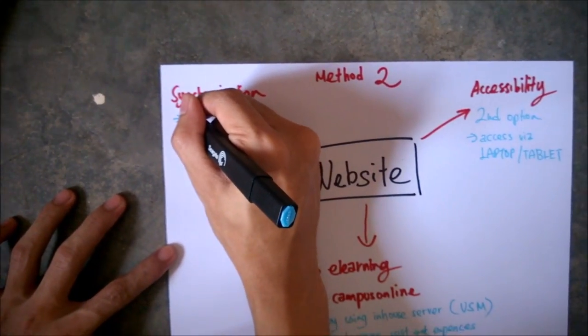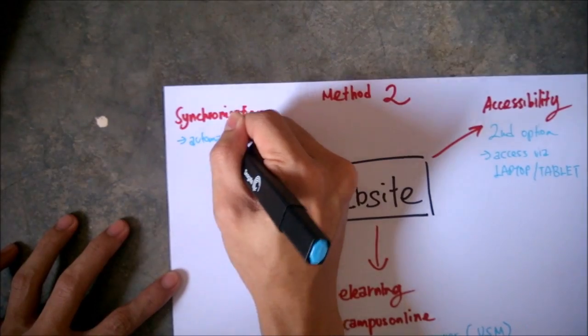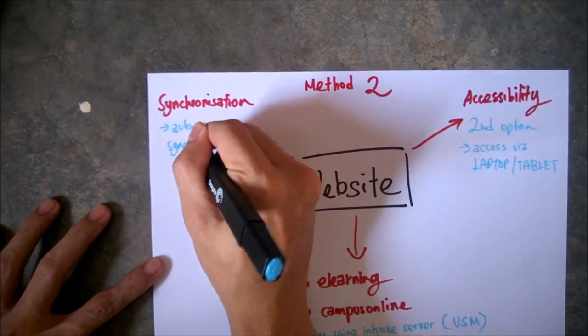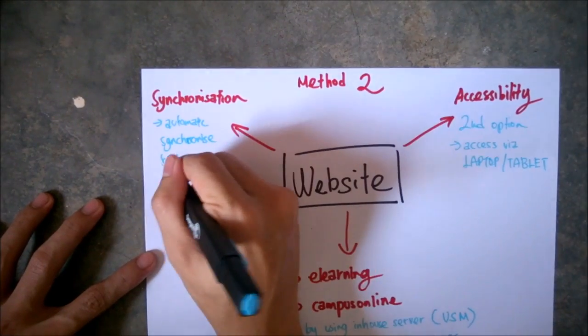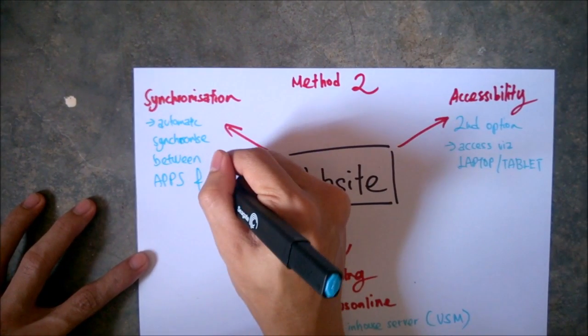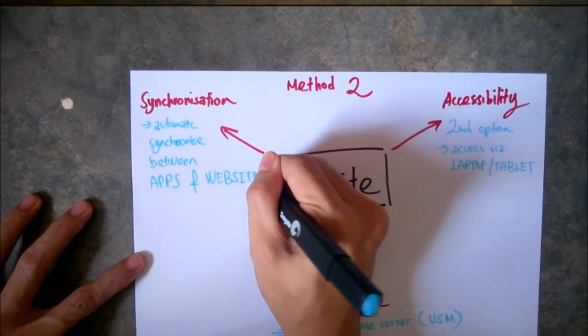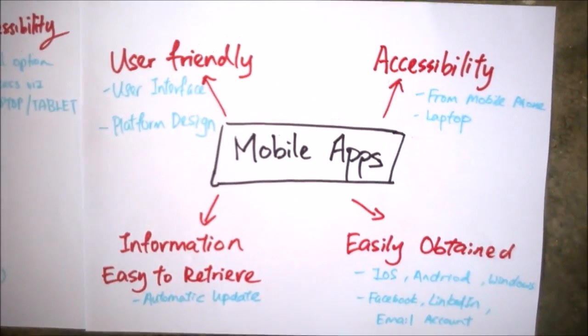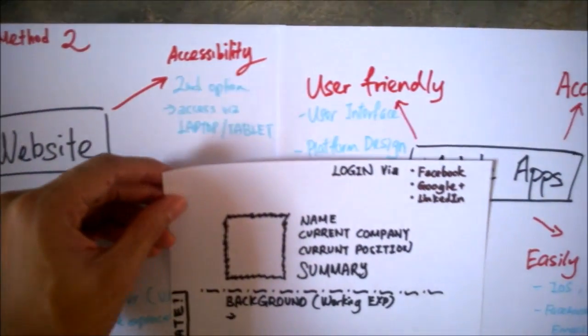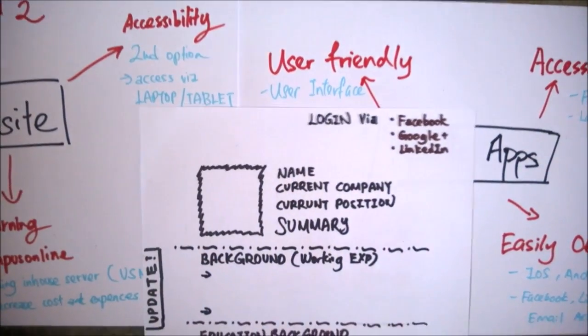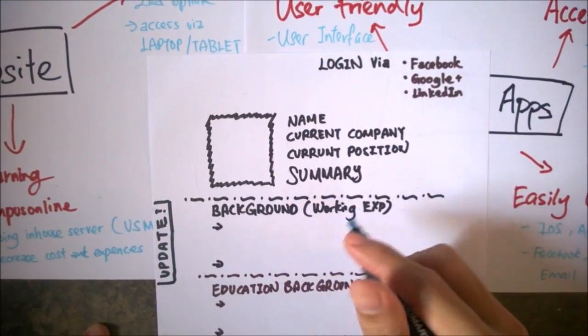The third one is synchronization, which automatically synchronizes the data between e-learning, campus online and the website. Every month, or the user can choose to update the information manually. So these are the two methods to access our product, which are through the mobile app as well as the website.